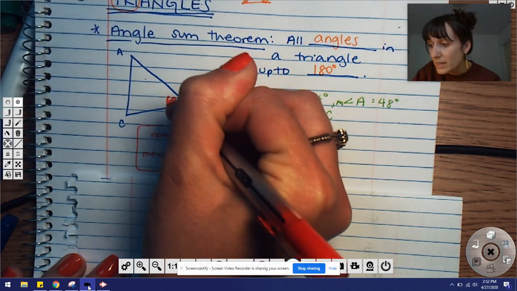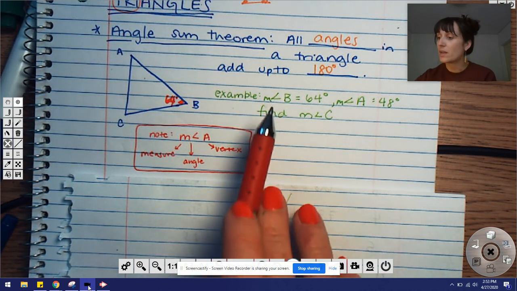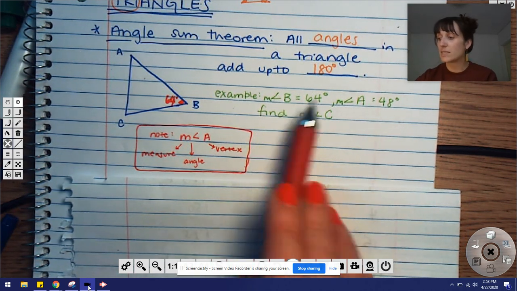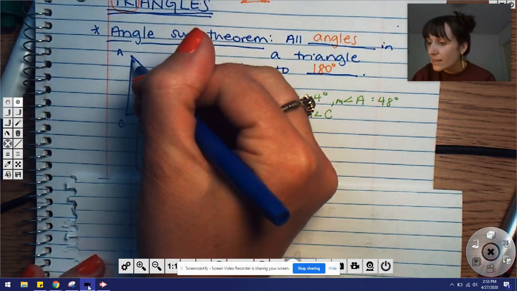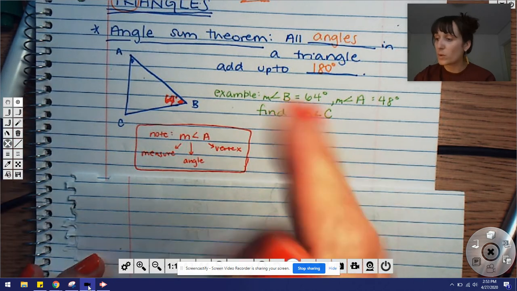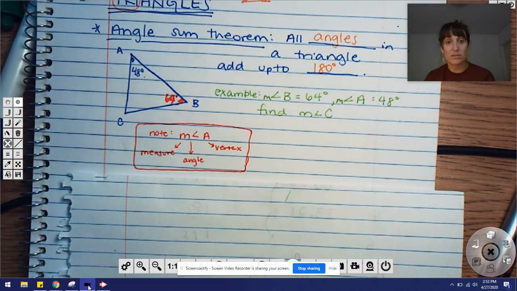One thing I recommend everybody do for geometry is it's very visual. So always draw the picture on a scrap piece of paper and label everything that you know along every step of the way. The measure of angle B is 64 degrees. The measure of angle A, right here, is 48 degrees. Find the measure of angle C.